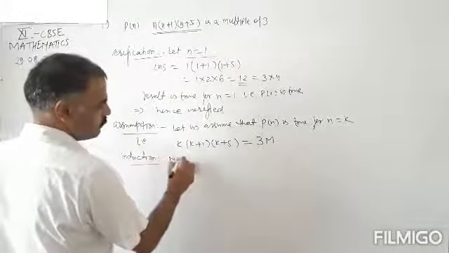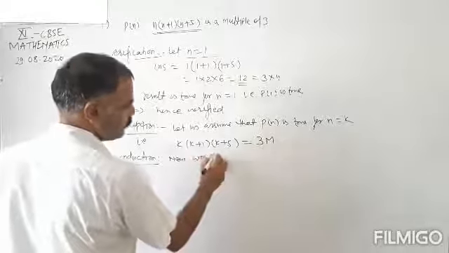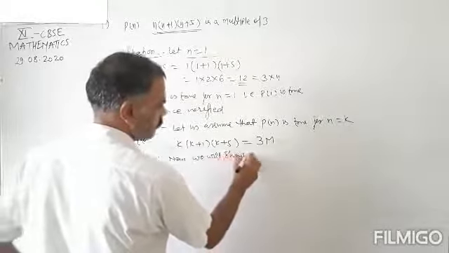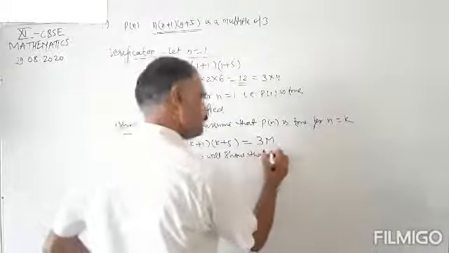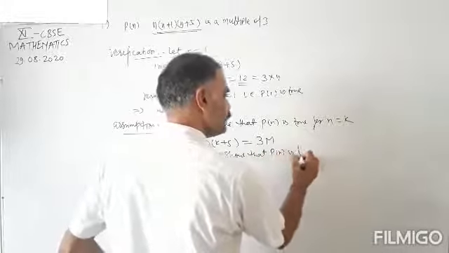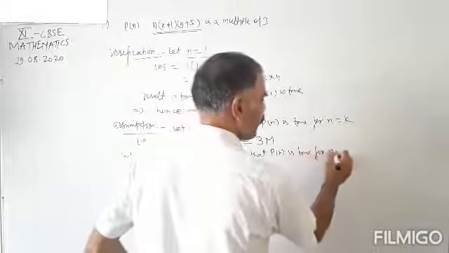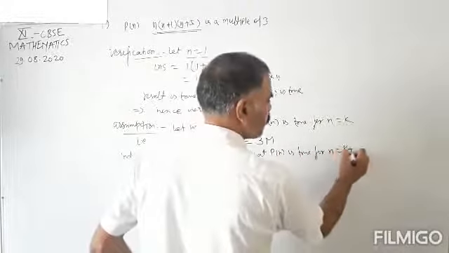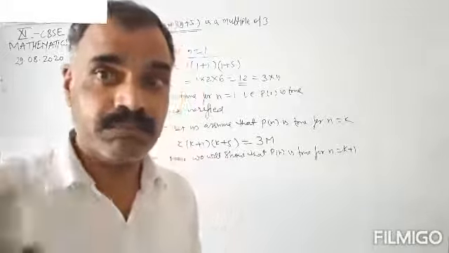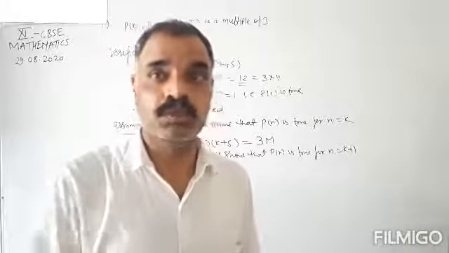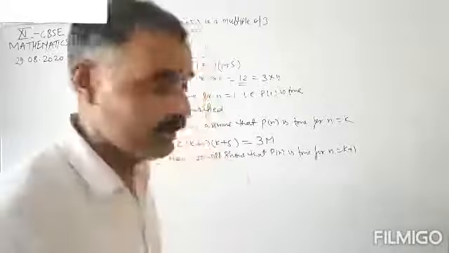Now we will show that Pn is true for n equals k plus 1. Now our target is to prove this. Pn means the given mathematical statement is true for n equals k plus 1. So put n equals k plus 1 in this.